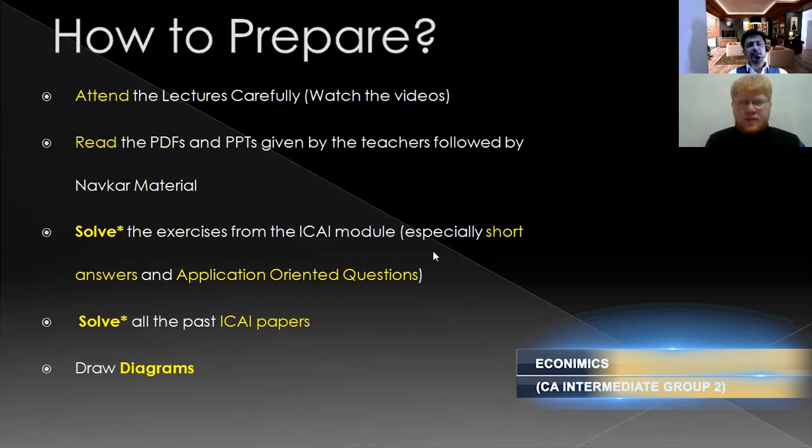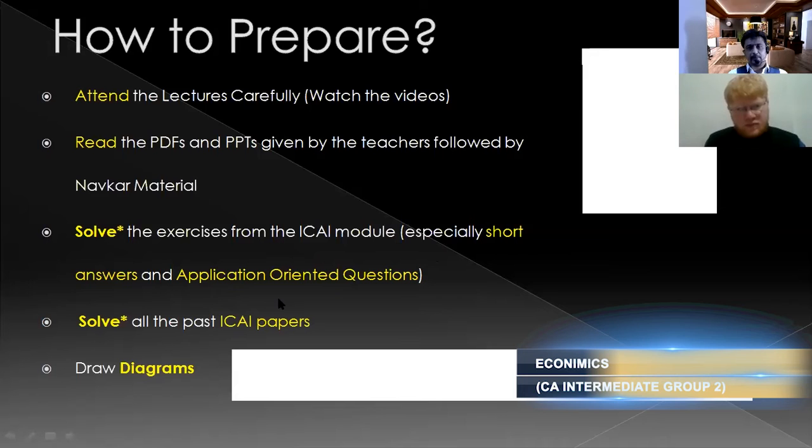The last 3 points are really very important. There are MCQs which are given in the book. You can skip that because MCQs are not there in the examination. They are just for practice. They will improve your understanding. Similarly, there are long answers, but then we don't have long answers in the exam. So ICAI has given us short answers, long answers, application oriented answers, and the MCQs. So what I'm saying is that even if you don't do the MCQs, even if you don't study the long answers, at least do these two. First, the short answers, all short answers, and then application oriented answers, followed by solving all the past ICAI papers.